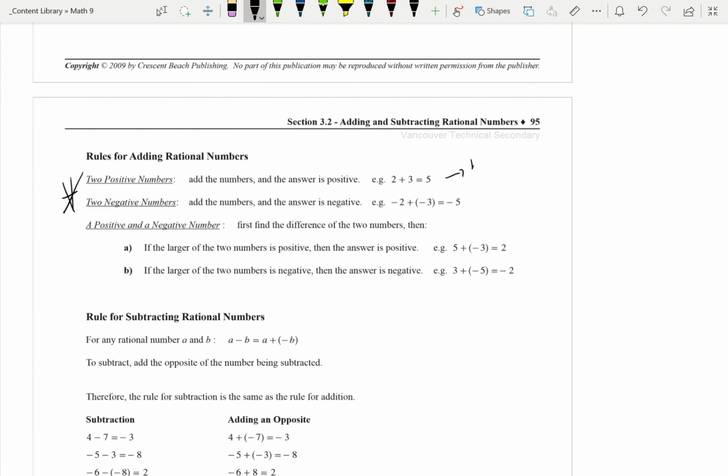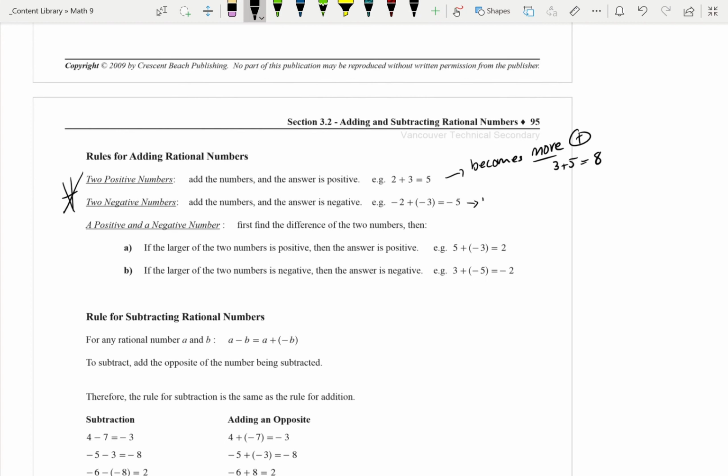Adding two positives becomes more positive. So, for example, 3 plus 5 is equal to 8. 8 is more positive. It's further down the number line than the other ones.